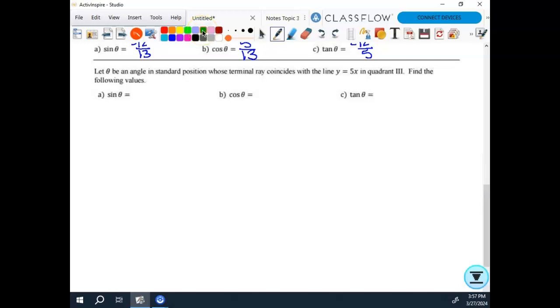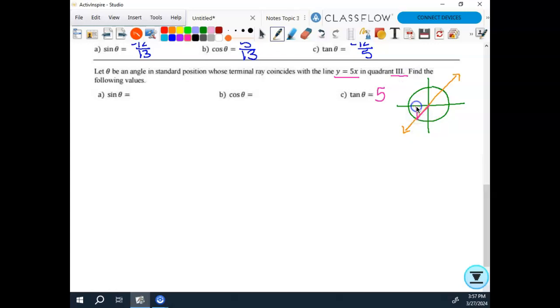Here, theta is an angle in standard position whose terminal ray coincides with this line. So the line y equals 5x has a positive slope. It's going to look something like that. And here's what we know. When you have y equals mx, tangent is the slope. It's 5. It's the slope of the terminal ray, and we're supposed to be in quadrant 3. There's the terminal ray. The slope is 5 because that's the slope of the line.